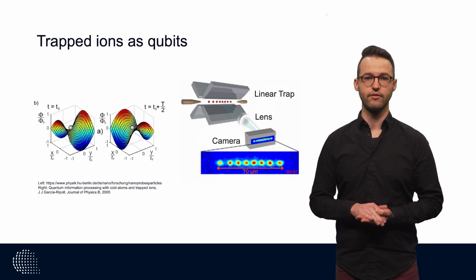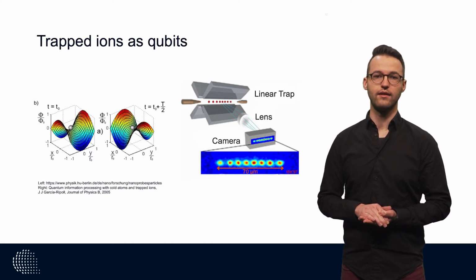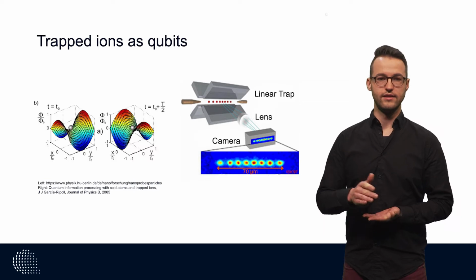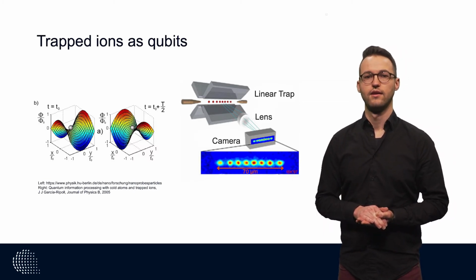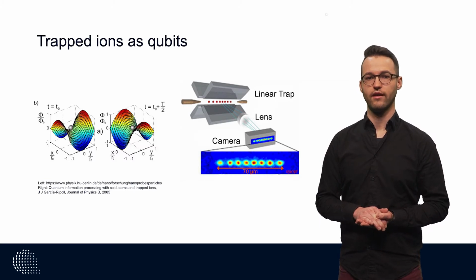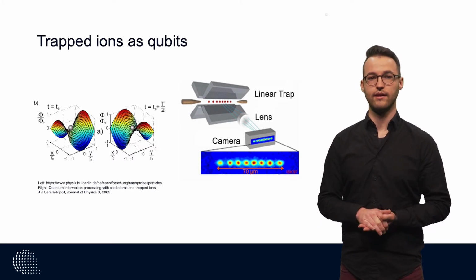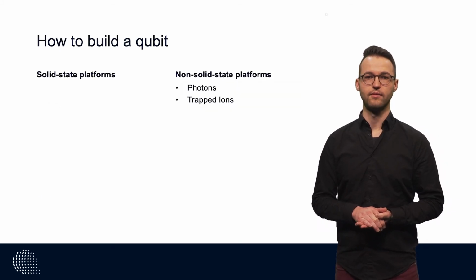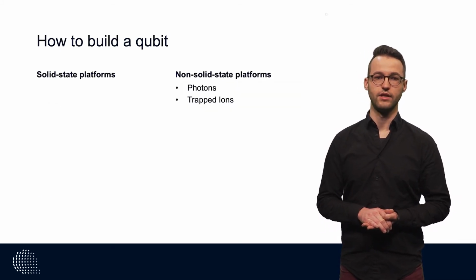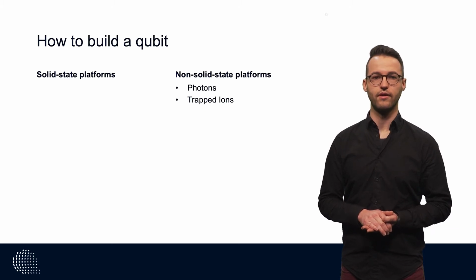The qubit states 0 and 1 are the ground state and the excited state of the ion. State-of-the-art traps can store more ions than you can see in the image, where every colored blob is one excited ion. Therefore, they are a promising candidate for larger systems. When it comes to solid-state platforms, there's a large variety of implementations. For this video, I will focus on three of them.